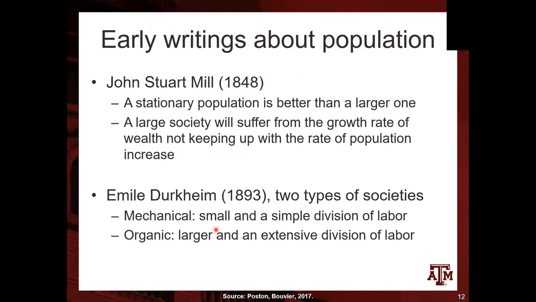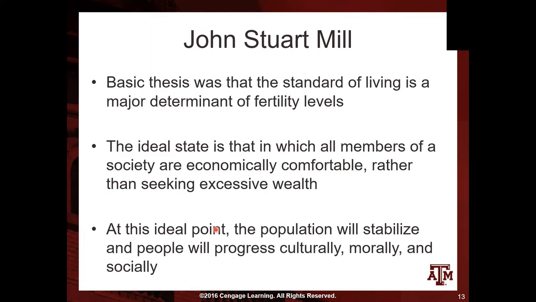So his basic thesis from John Stuart Mill was that the standard of living is a major determinant of fertility levels. The ideal state is that in which all members of a society are economically comfortable rather than seeking excessive wealth. At this ideal point, the population is stabilized and people will progress culturally, morally, and socially, with the idea that the stationary population would actually be the ideal point that everyone would think about, right? So in some way it's also kind of normative, in how population should be.